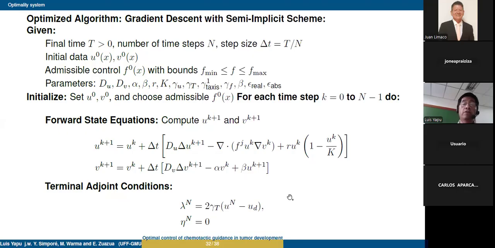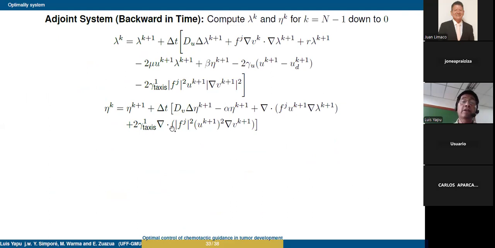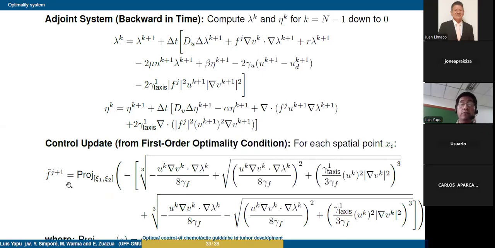Now that we have computed u and v until the final time, we use the adjoint system to compute backward in time using lambda k plus 1. We find lambda k. Same for eta k plus 1. We find eta k. This is the discretization also.